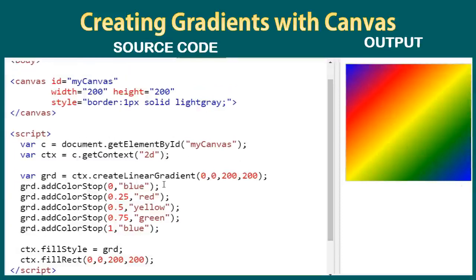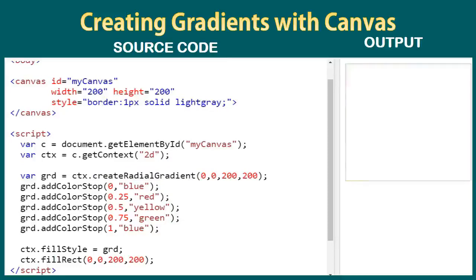To create a radial gradient, we have to change this function to create radial gradient, and we have to set the parameters accordingly. Now if we run directly, we won't be getting any output. So now let us correct these parameters. The first two parameters are the center of the gradient. I will use 100, 100 because the dimension of our canvas is 200 by 200. So the midpoint will be 100, 100. And the radius of the gradient, initially I am going to set it to 10.